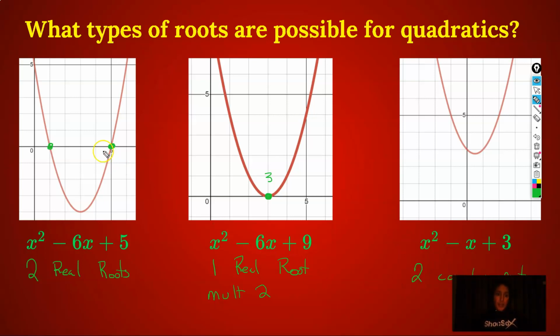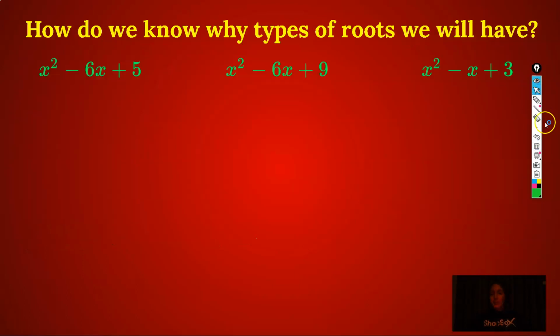So to recap, we could either have two real roots, we could have one real root, but it has a multiplicity of 2, or we could have no real roots because we have two complex roots. Now the reason why the parabola doesn't cross the x-axis is because this graph is on the real plane, not the complex plane. If it was on the complex plane, we would see something a little bit different. So those are our possibilities for roots.